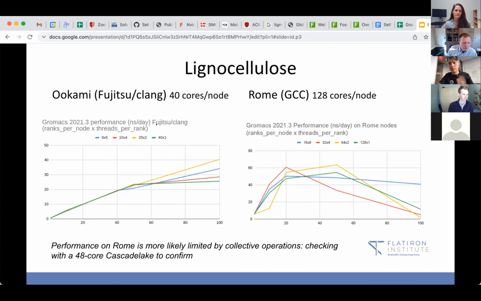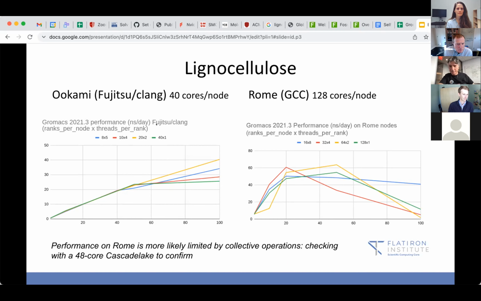So that's why I decided to go to the next benchmark, which is basically doing weak scaling. And if we look at something that's way bigger than that, so that's lignocellulose. On the left, I've put the results I got on Ookami, up to 100 nodes. And on the right, I've put what I got on ROM. So here we got about 40 nanoseconds a day on Ookami. On ROM, I was able to get about 60, of course, with fewer nodes. But you see the performance going down on ROM.